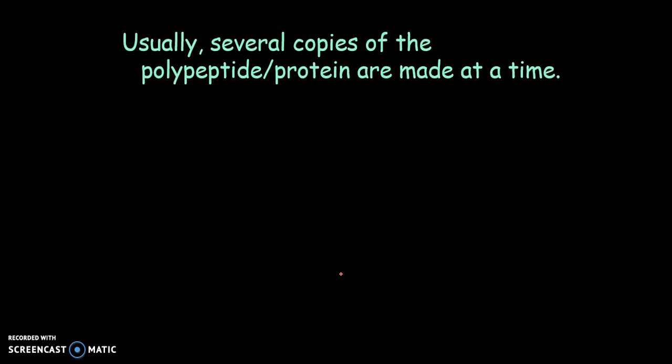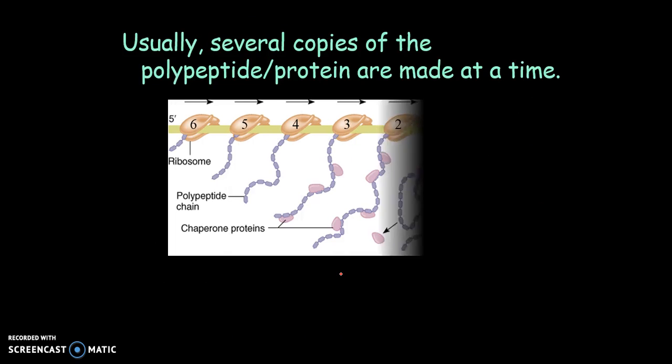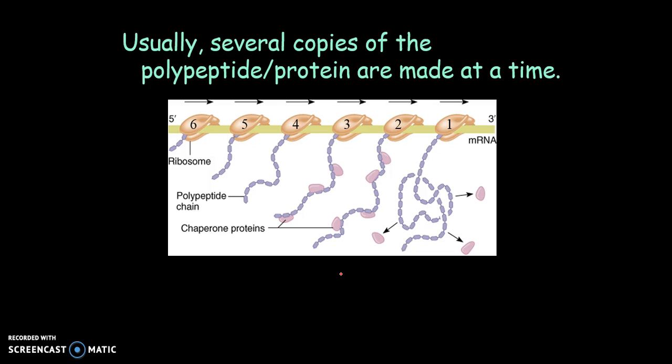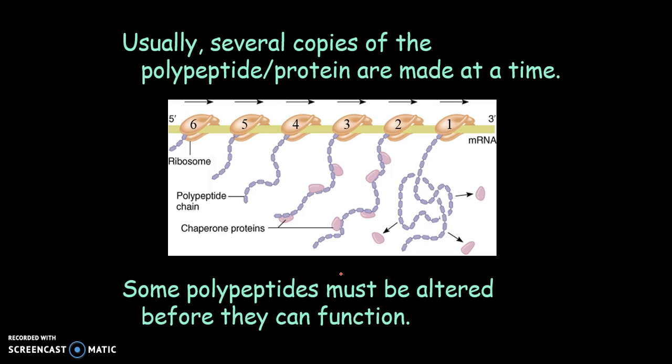Now, several copies of the polypeptide/protein are going to be made at a time. And they can be altered before they can function. Remember that proteins need to keep being processed, okay, before they can be ready to be used.